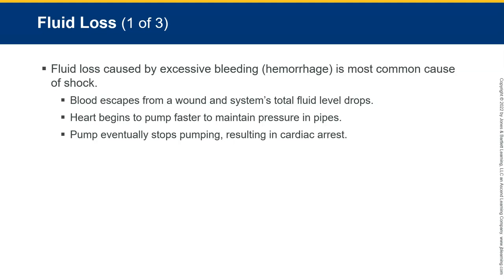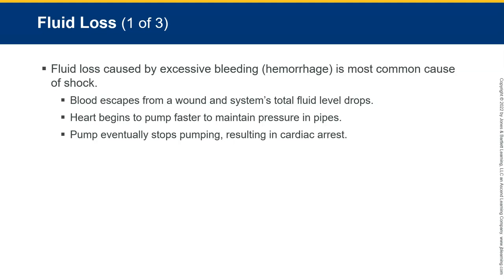So then fluid loss. When we talk about fluid loss, it can be caused by excessive bleeding. Another word for that, as you see up there, is hemorrhage. It's the most common cause of shock. Blood escapes from the normally closed circulatory system. We mentioned that the circulatory system is this closed circuit, and what happens is that blood leaves through an internal or an external wound.